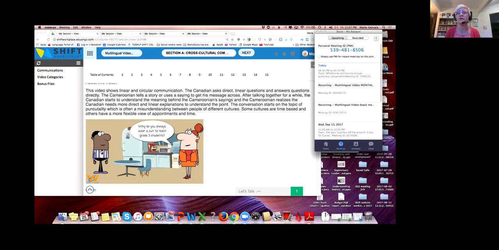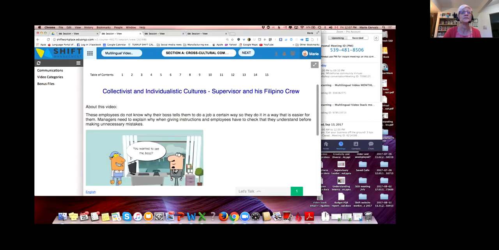And that's what's important about intercultural communication, is to try to tease out what the other person's perspective is. And then once you understand where the other person is coming from and they understand where you're coming from, it's much easier to communicate. So now let's look at another one.